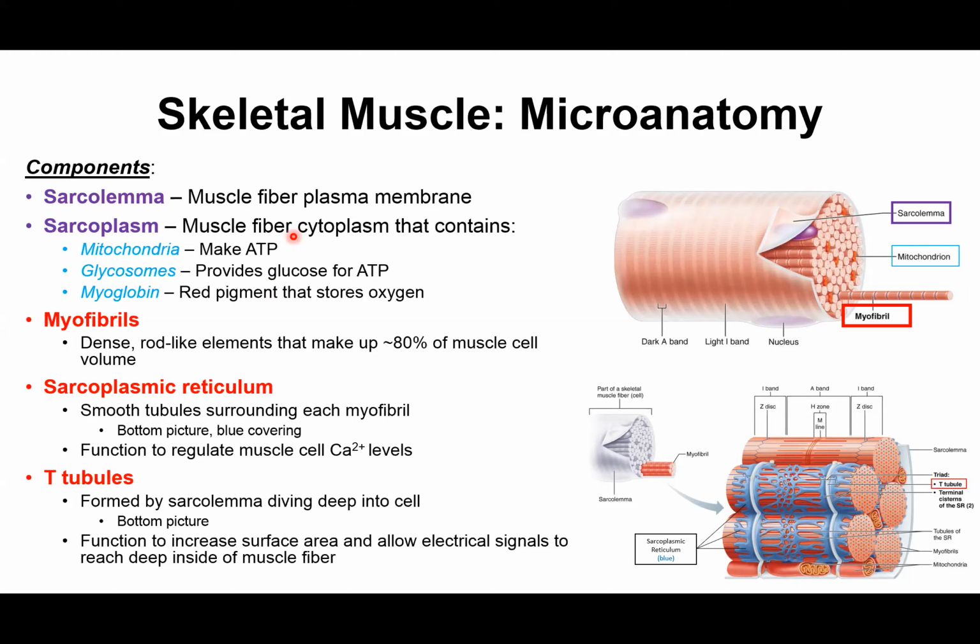So in addition to the sarcolemma, sarcoplasm, and myofibrils, I will next talk about the sarcoplasmic reticulum. And these are just really these smooth tubules that are surrounding each myofibril. Okay, so anything you see in blue here is considered sarcoplasmic reticulum. And the sarcoplasmic reticulum's job is to regulate the amount of calcium that is entering the muscle cell. Okay, and we'll understand why that's important coming up in this lecture.